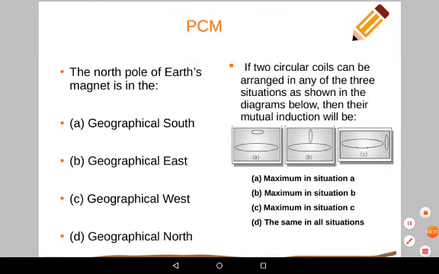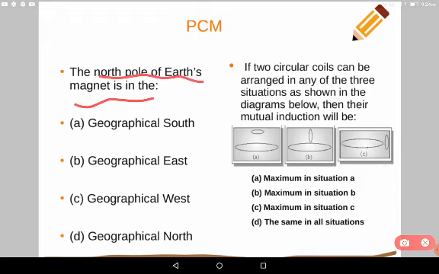now the next question is from physics, and the question is, the north pole of Earth's magnet is in. Okay, this is a very basic concept of magnetism and matter, and here the north pole of Earth's magnet will be at geographical south, not at geographical north. Okay, it's geographical south.